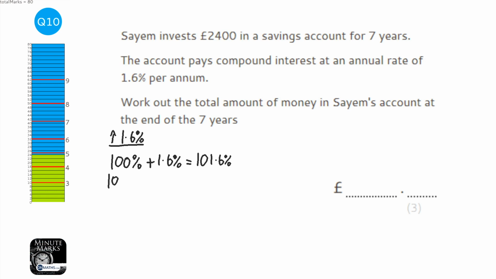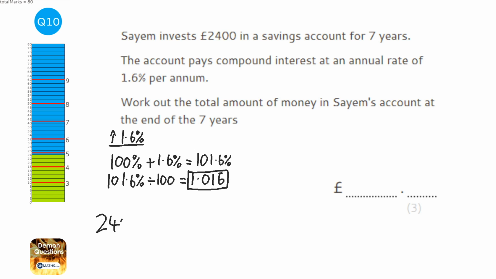Then you work that out as a multiplier. Now to do that, all you do is you divide by 100, and all you're doing is convert it to a decimal. Multiplier is just a posh way of saying decimal. Okay, this is now our multiplier. Now whenever I times something by this number, the 1.016, it will increase it by 1.6%. So we've got £2,400, and if I just had 1 year, I would times it by the multiplier and it would work out what it is after the second year.